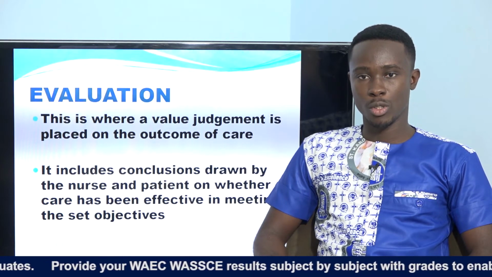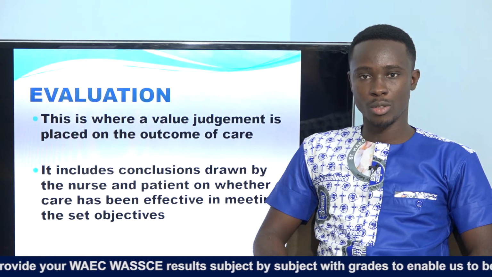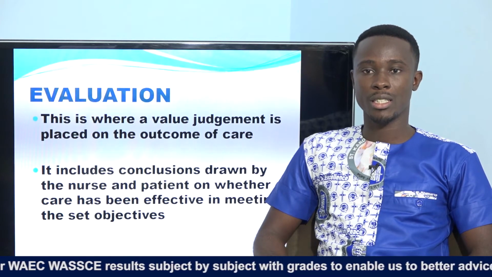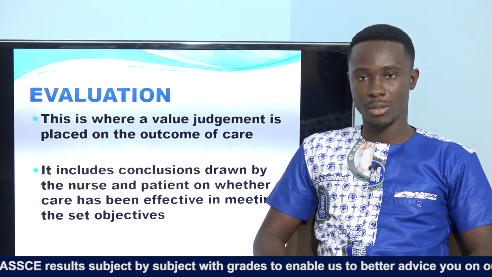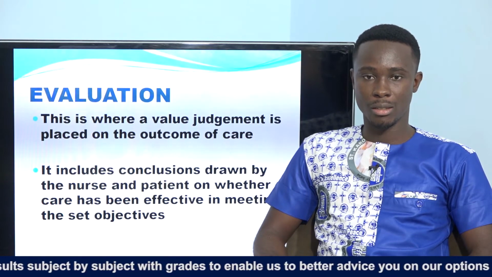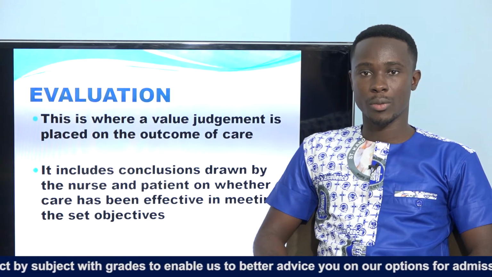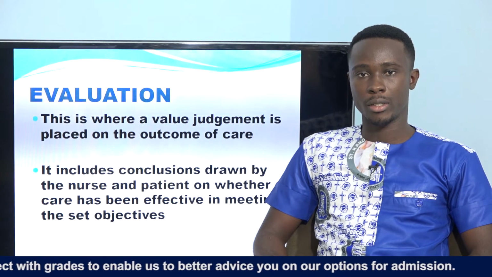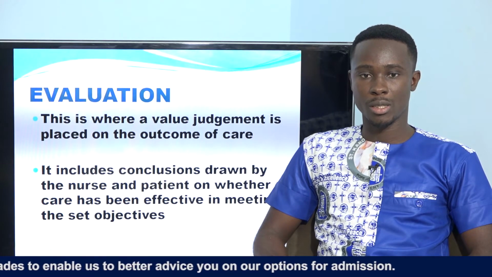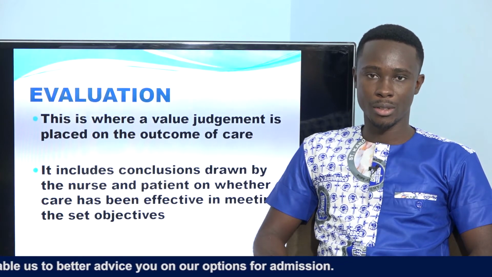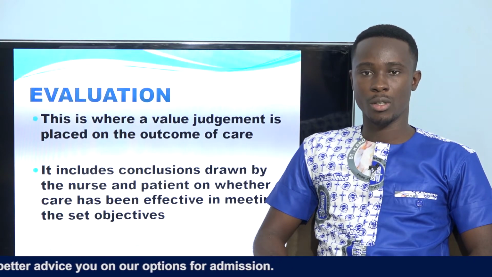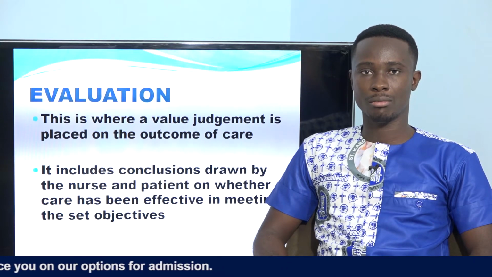So it includes conclusions drawn by the nurse and patient on whether the care has been effective in meeting the set objectives. We have looked at this under Chapter 3 or Model 3, where we looked at evaluation as part of the nursing care plan. So this is just a recap of what we did under Model 3.